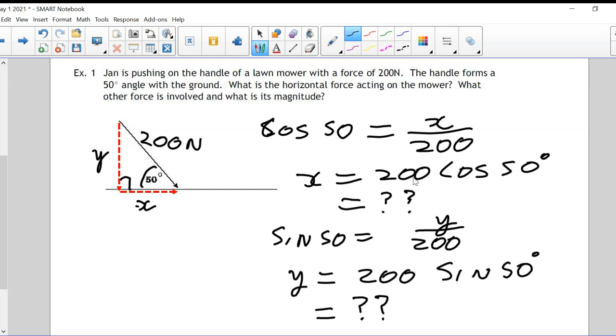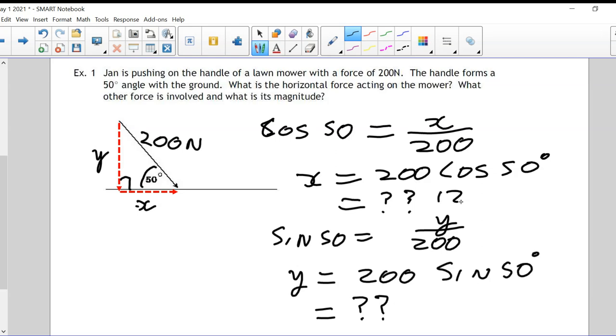Please make sure your calculator is in degrees and not radians. If I could get one of you to give me that number very quickly, please. So 200 times the cosine of 50. You all should have your calculators close by. What is that number? Give me one decimal place, please. Thank you. 128.6. Thank you very much.